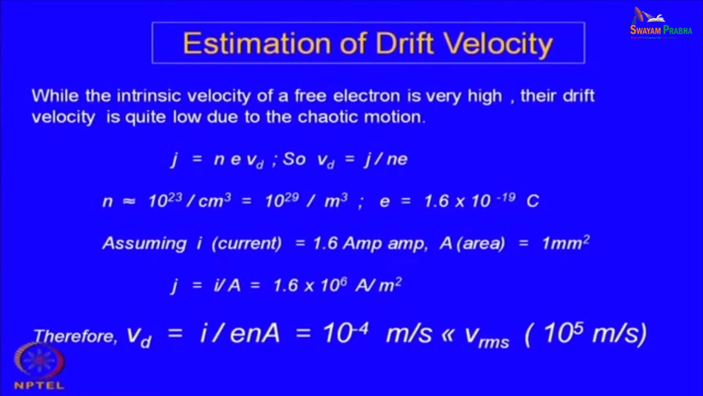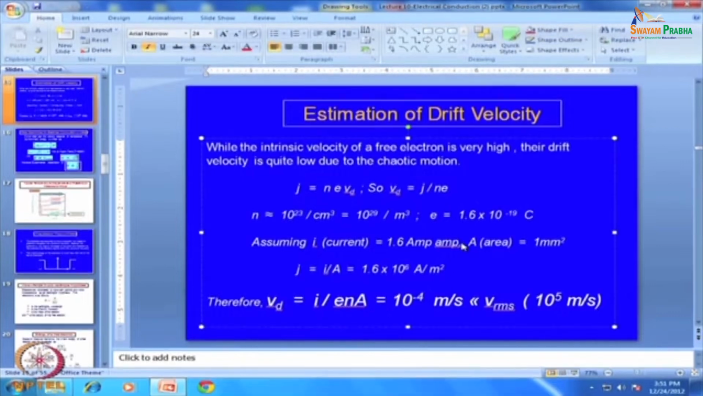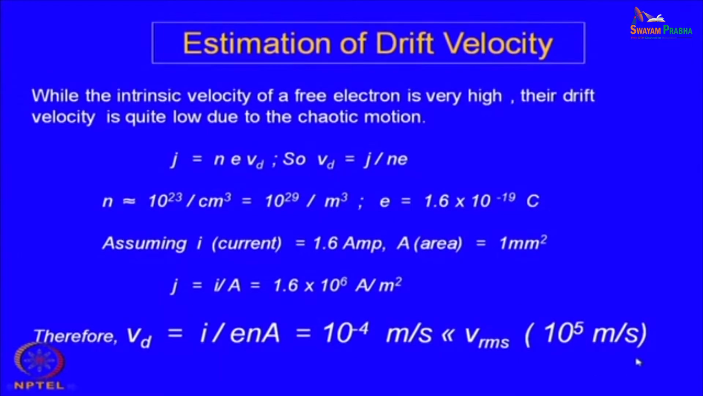The value 1.6 has been taken just because e is 1.6 times 10 to the power minus 19, so that you can get a regular figure. It can be any value on that scale. Area is 1 meter square.